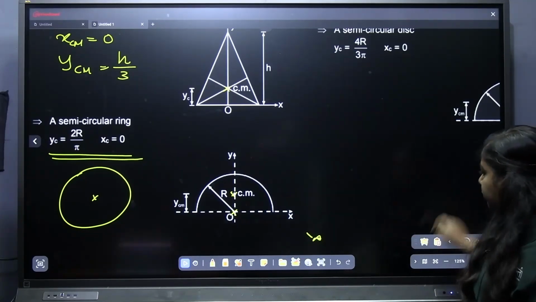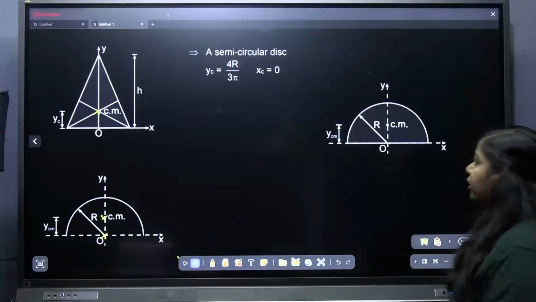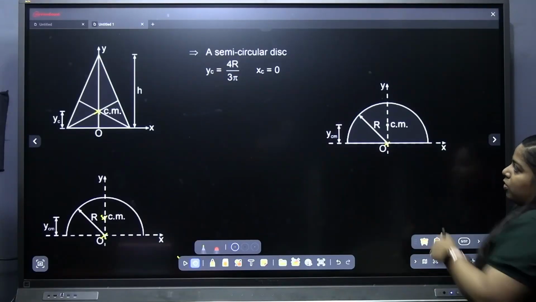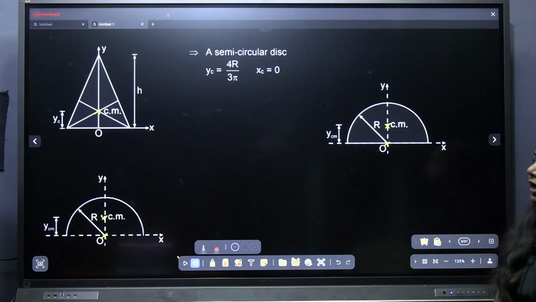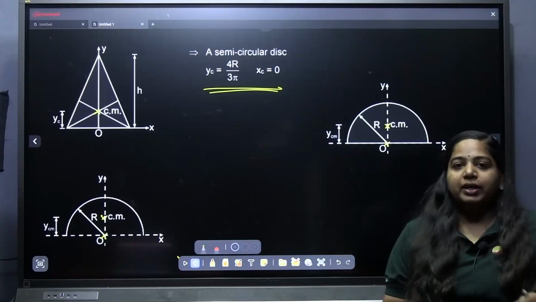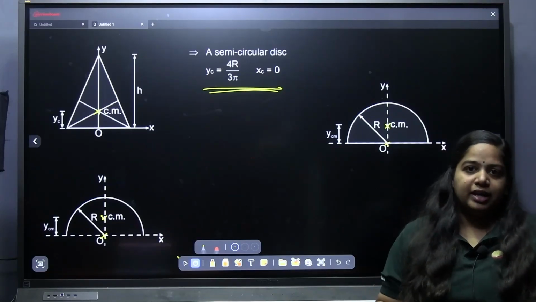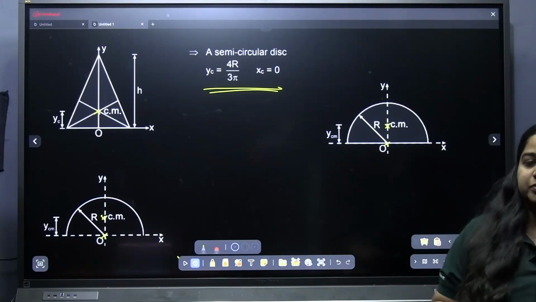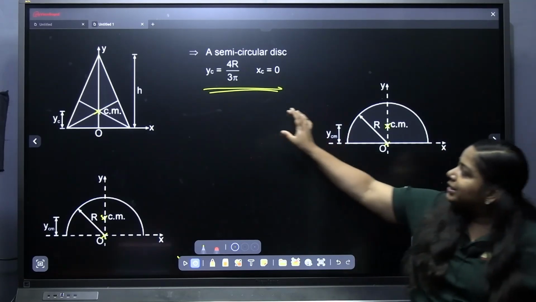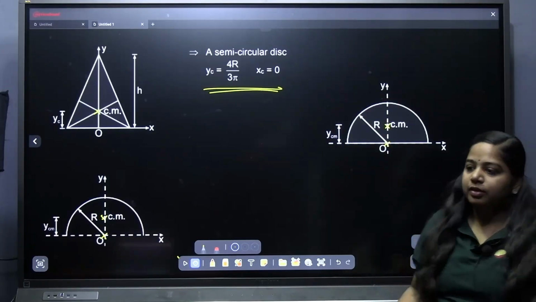Now another one, if you take a semicircular disc, here also symmetry is there about the y-axis. So xcm will be in the middle, ycm will be somewhere above, that we have found to be 4r by 3 pi. These all have been derived using integration. If you want the proof, you can check on the internet, but it has no value in our crash course or our entrance. That's why I am not going into the derivation. So semicircular disc, ycm is 4r by 3 pi, xcm is 0. Clear?